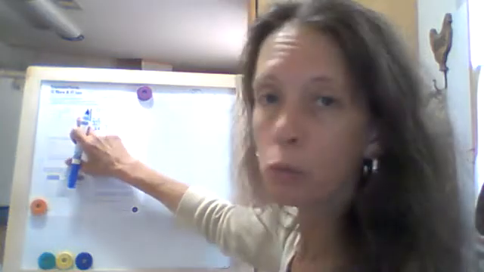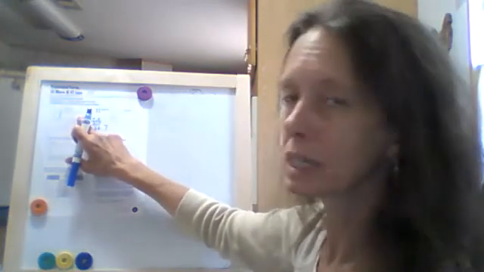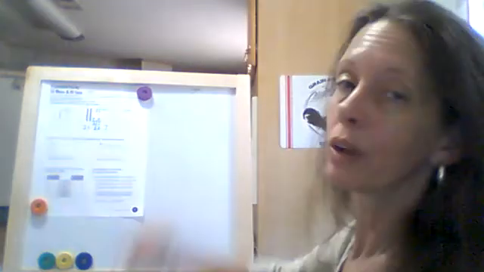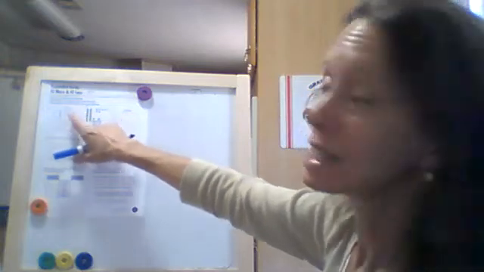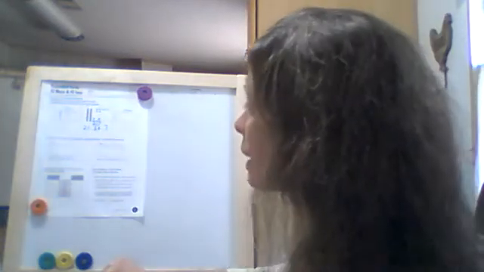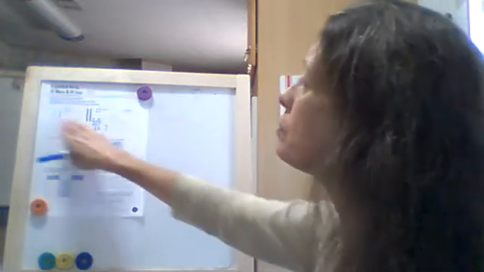1, 2, 3, 4, 5. Remember to set these up in rows of 5. It makes it easier to count. 5, 6, 7. And that's why I don't have to count them 1, 2, 3, 4, 5. I know that that's 5, 6, and 7. I can use my counting on strategy. Okay, so we've done that part.